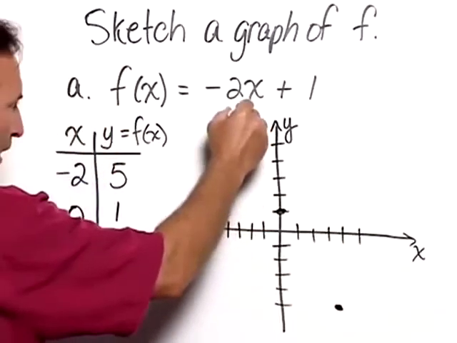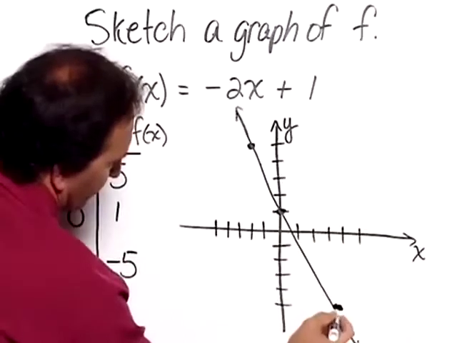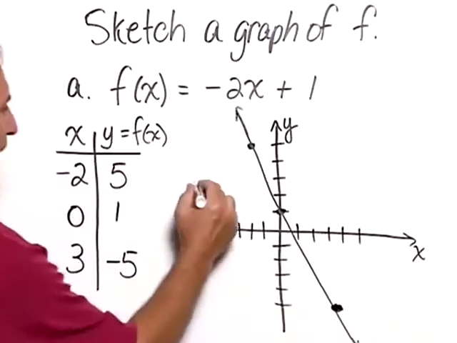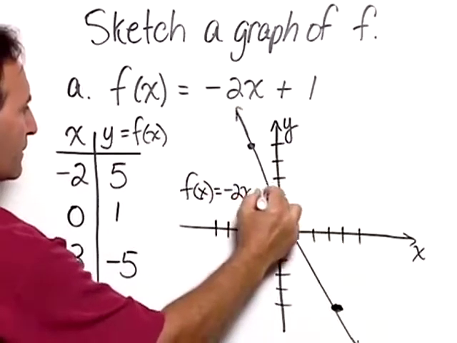And now we draw what should be a straight line going through those points. So a little bit off there, but then this is the graph of f of x equals negative 2x plus 1.